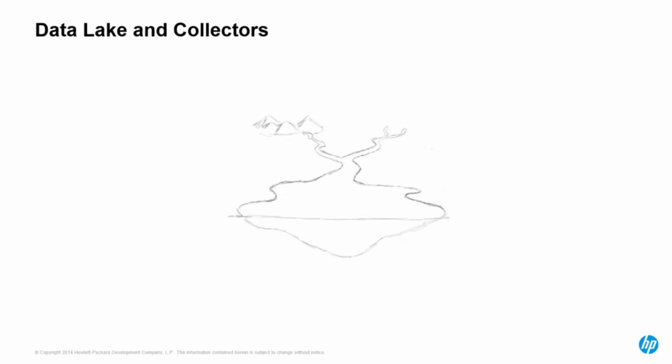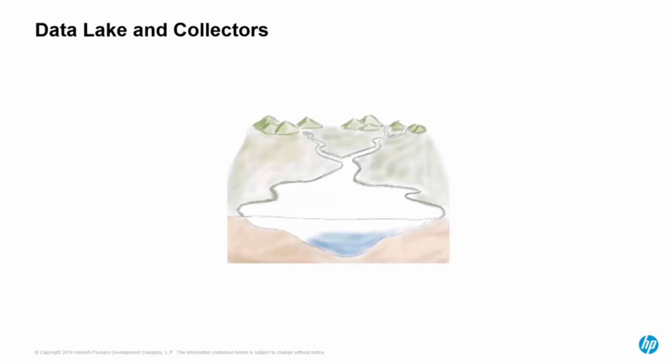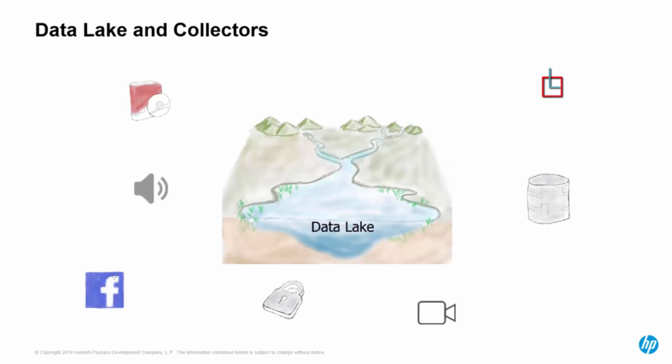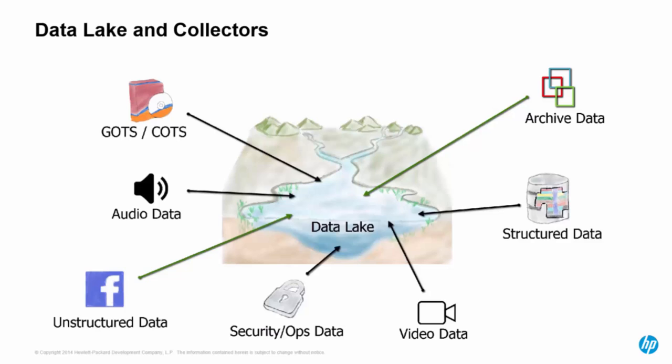This term data lake is somewhat new in the industry, and it represents, and we're drawing out here on the screen, a lake, which we're going to call the data lake for this example. Let's put up on the screen several of the components that feed into the data lake, and we're going to talk about each one of these individually for just a few minutes. In the upper left hand corner, starting from there and moving around the circle, we have GOTS and COTS applications. Those are government off the shelf and commercial off the shelf applications that go into the data lake.